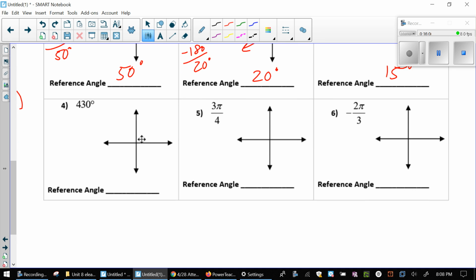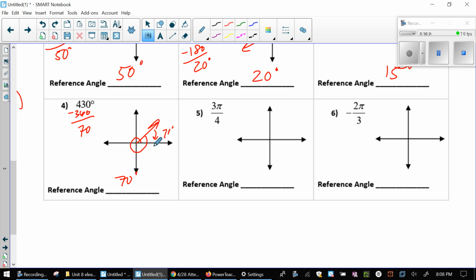430 is going to go all the way around, and that's 360. So let's do this first. We go all the way around once. 430 minus 360 gives me 70. And that's going to put me back into the first quadrant. So that means my reference angle is just 70 degrees.